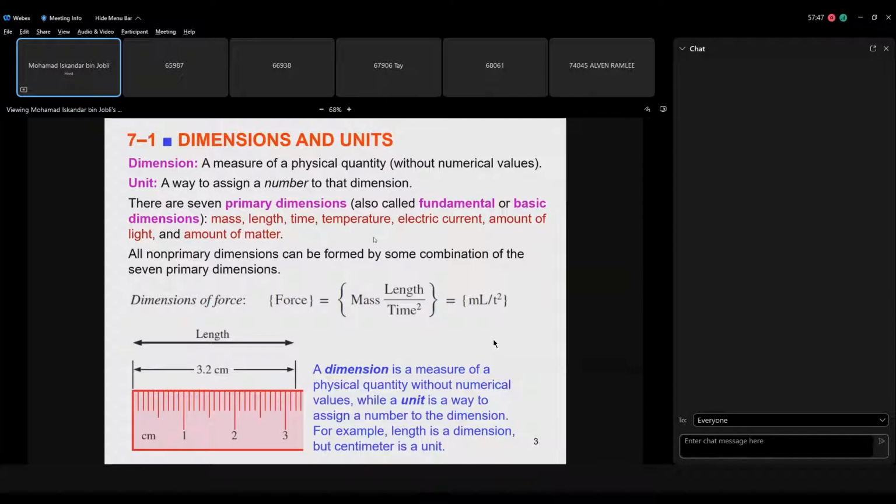Allow me to tell you a truth. Allow me to share with you a little bit of secret. Dimension is a measure of physical quantity without numerical values. Unit is a way to assign a number to that dimension.